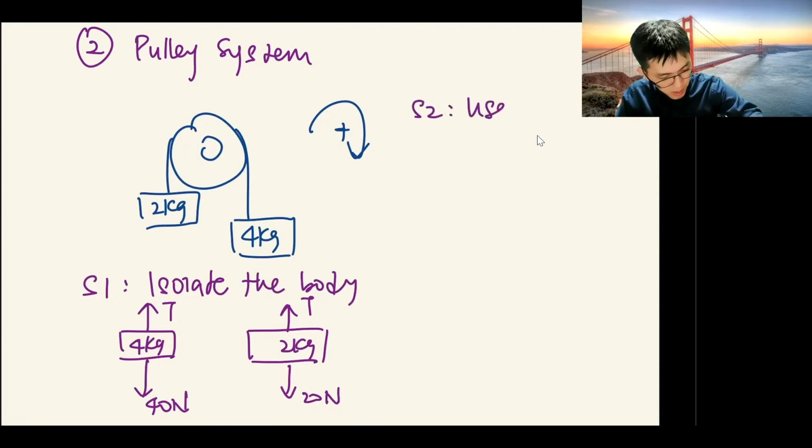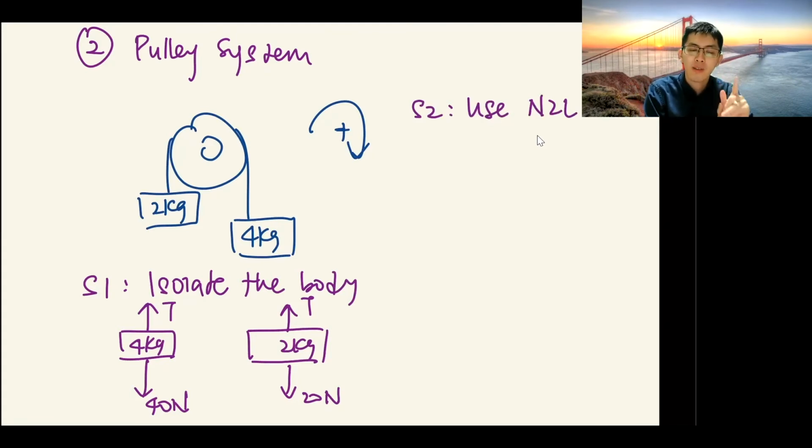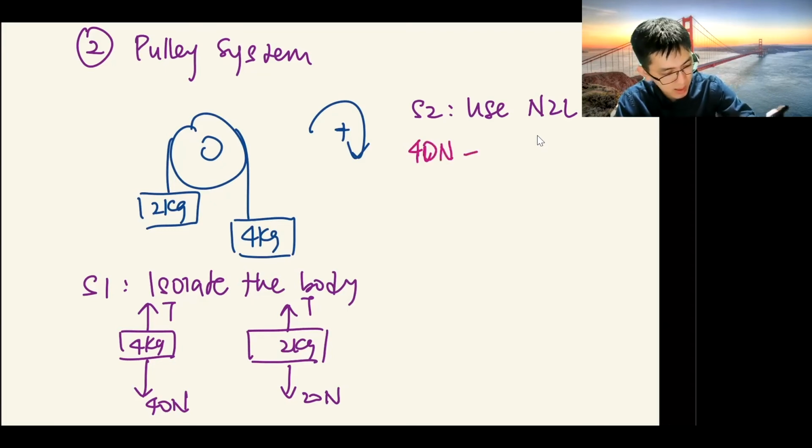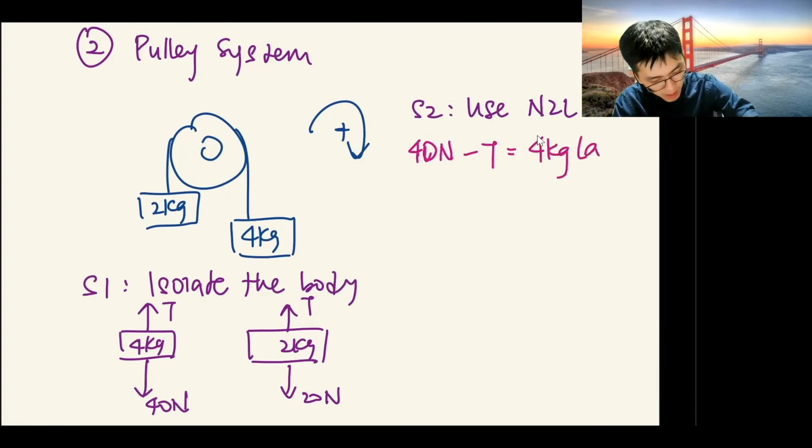Use Newton's second law. Because the 40 Newtons is pointing downwards in the clockwise direction, it is positive. So I'll take 40 Newtons minus T equals 4 kg times a. That's for the 4 kg.